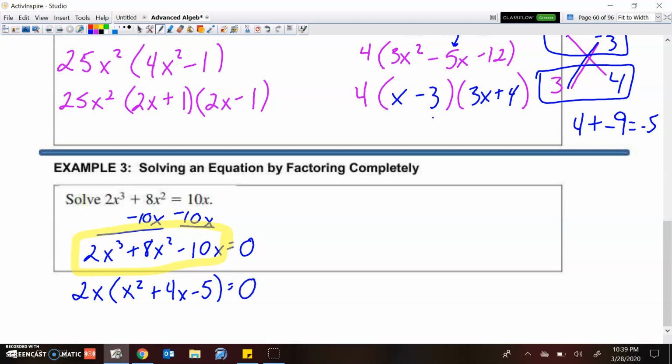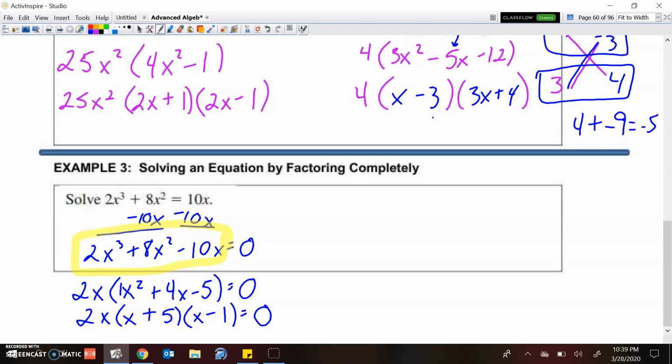Okay, so we're doing great. Now we're going to see if this factors any further, and it may or may not. Because this is a 1x squared, I can just think through it. I know my first terms are x and x. I need two things that multiply to give me negative 5, but add to give me 4. The only factors of 5 are 1 and 5. If I make it a plus 5 and a minus 1, 5 and negative 1 multiply to give me negative 5 and add to give me a positive 4.